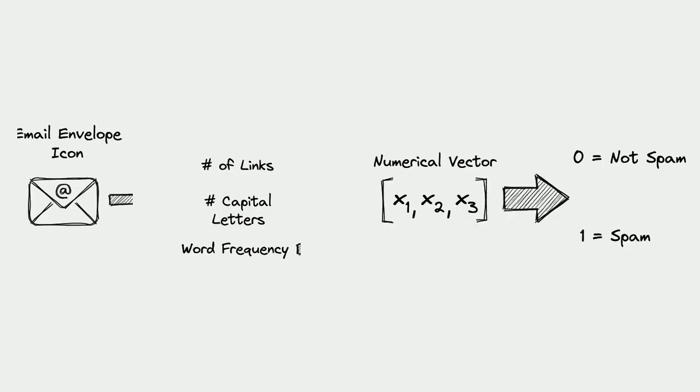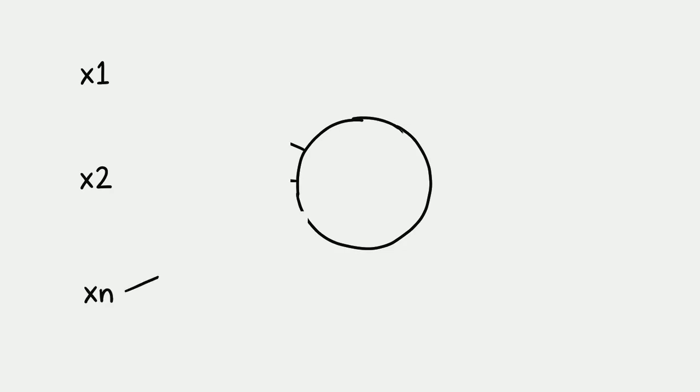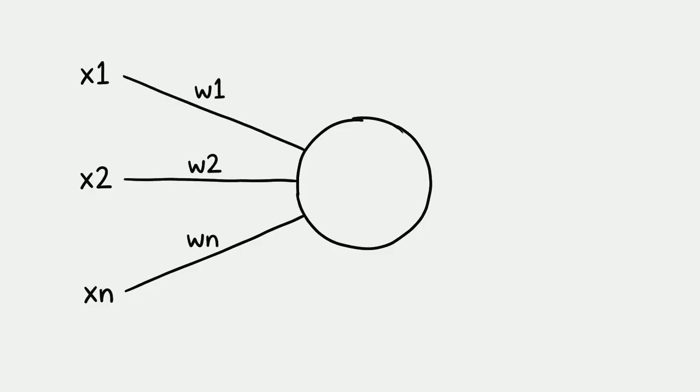Now let's zoom in on the smallest unit inside a neural network, which is called a neuron. A neuron takes several input numbers and produces a single output number. Suppose the inputs are x1, x2, all the way to xn. Each of these inputs has an associated weight, w1, w2, all the way to wn. The weights represent how important each input is.